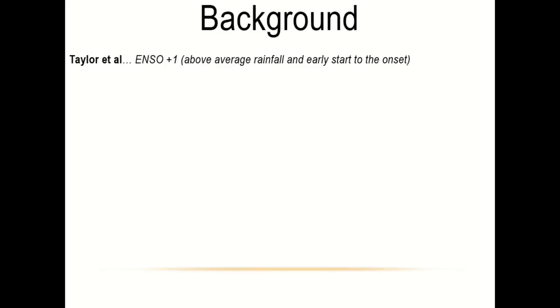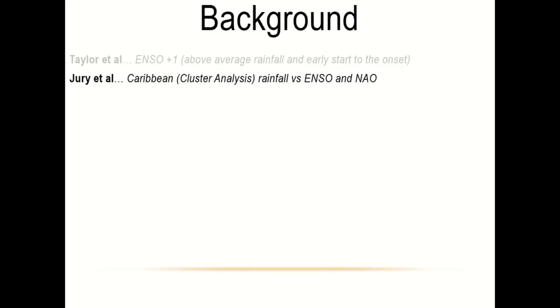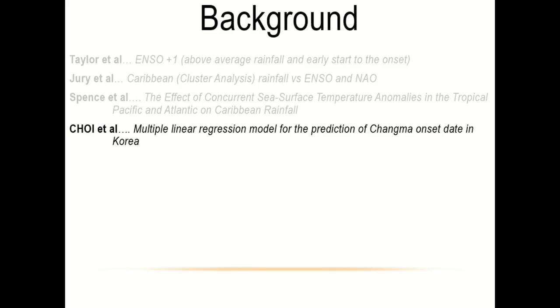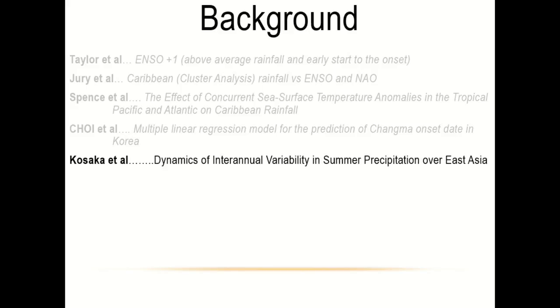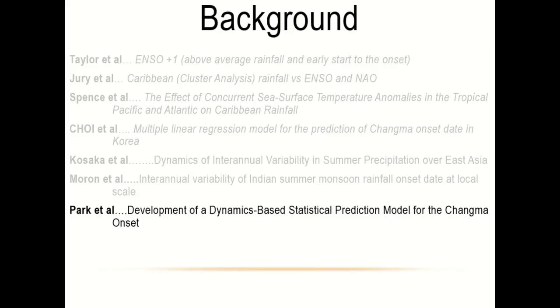Now, a little background. A couple of papers from Taylor, Drury, Spence and others would have alluded to ENSO having some sort of influence on rainfall in the Caribbean, whether to suppress it during an El Nino or to enhance it in an El Nino plus 1 year. Now, other papers in China and India created models that could predict the start of the wet season for that region. So it has been done, and we're going to do it.